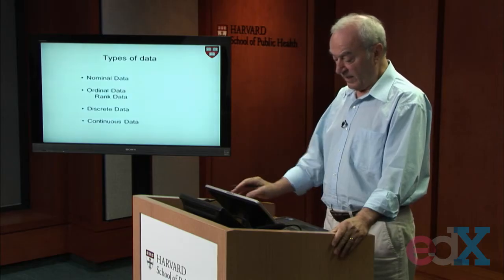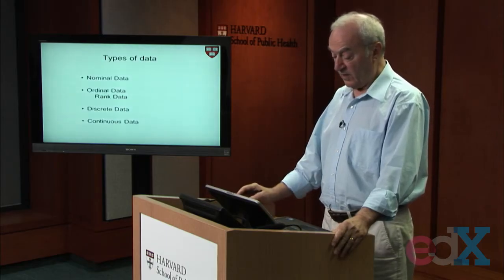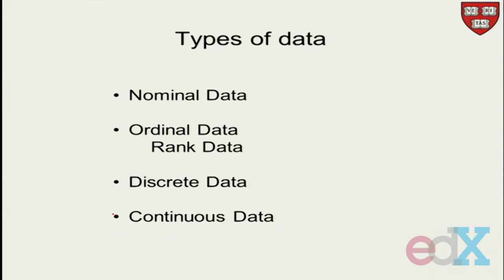Okay, so in summary, these are the kinds of data that we looked at. So this is our taxonomy. It's basically in 4 groups: nominal data, ordinal data, discrete data, and continuous data. And the reason why we go into this much detail is because we are going to use different statistical methods when we have nominal data than we do when we have ordinal data, than we do when we have discrete data, and then when we have continuous data.